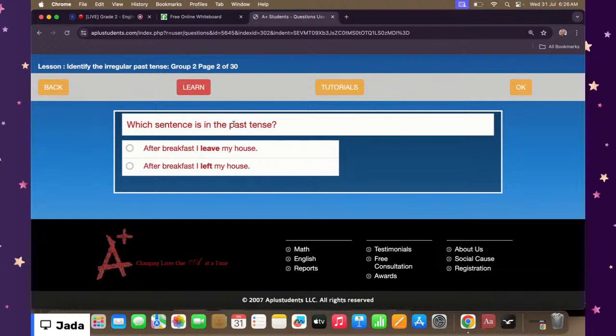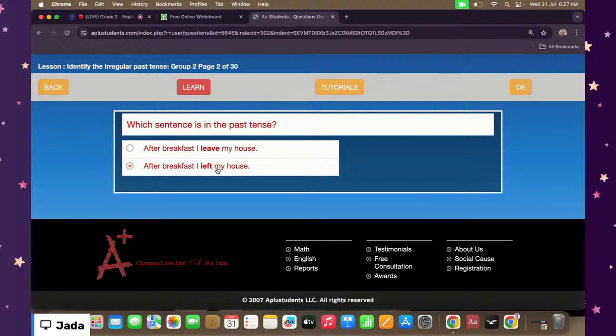Which sentence is in the past? After breakfast, I leave my house. After breakfast, I left my house. So, which of the above is in the past? Is it the leave or the left? Okay, so you say left. After breakfast, I left my house, and that is in the past.